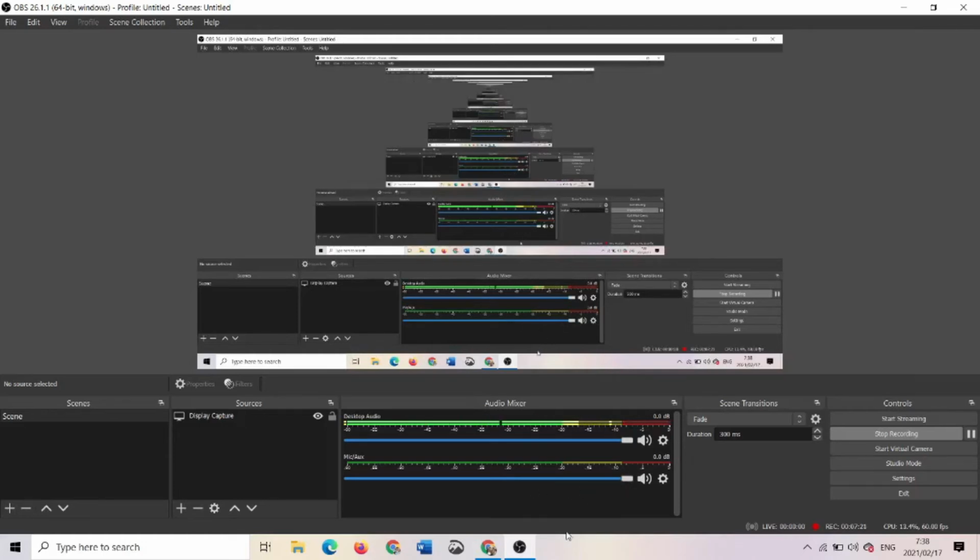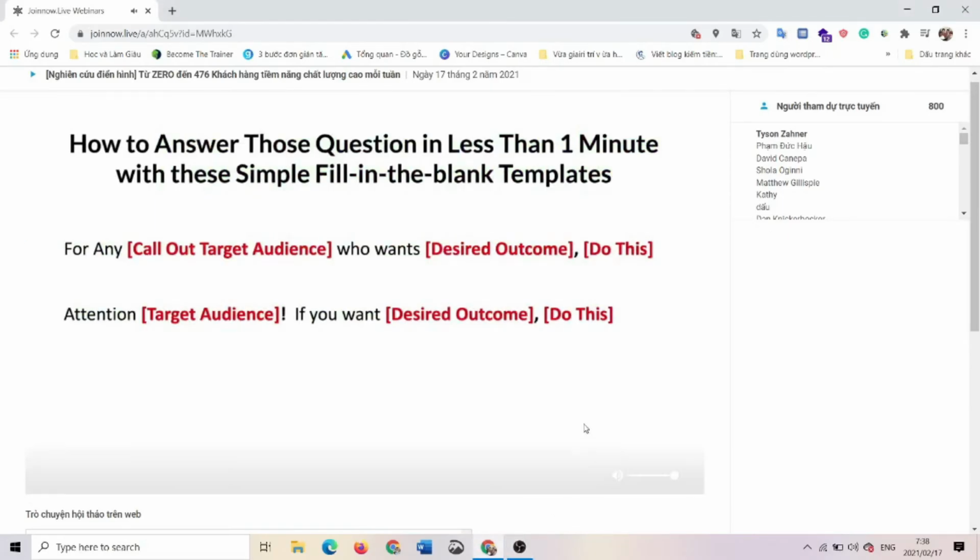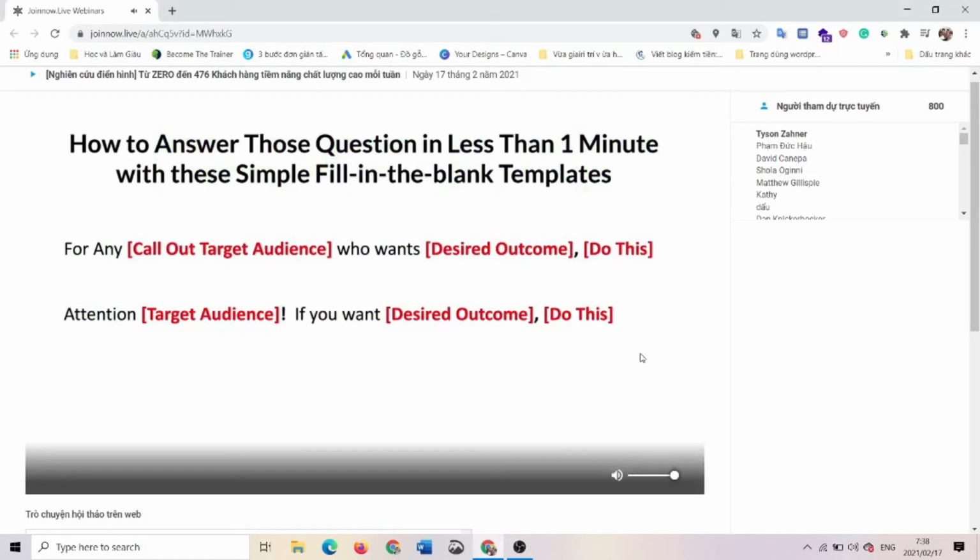This is almost the exact same. I'll just give you another example. So instead of saying for any target audience, just say attention target audience. If you want desired outcome, do this. So let's do another example. Attention Fort Lauderdale residents born before 1965. Okay, so if I knew I were targeting people in this geographic region who were approaching retirement, I might say just that. Attention Fort Lauderdale residents born before 1965. If you want to know how prepared you are for retirement, download this free financial planning cheat sheet.